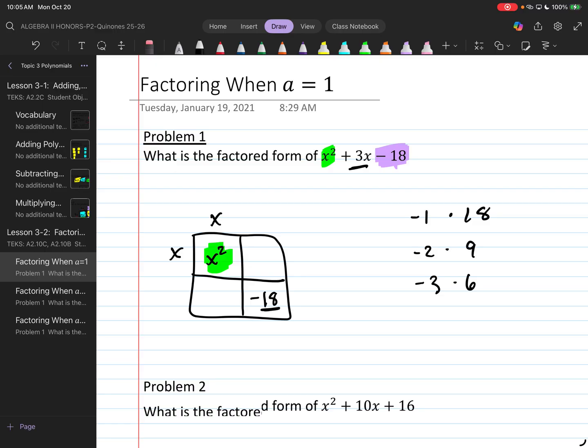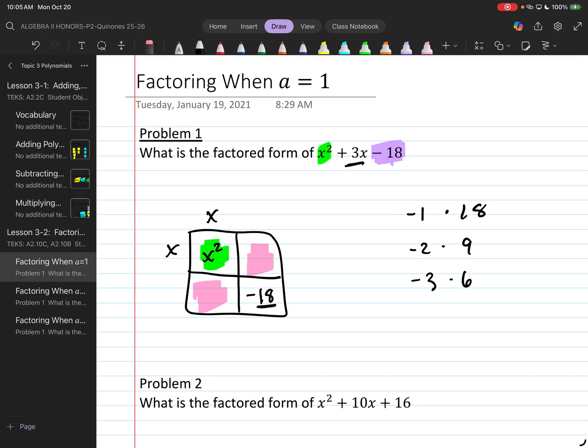Now, remember, whenever we did box method, we combined these two because they ended up being like terms, correct? So when I picked the factor, I need to be strategic. This is also a combination of what we call guess and check. You guess which one of those factors will multiply to give me negative 18 and add up to give me positive 3x. So in this case, this is my desired factor pair: negative 3 and positive 6.